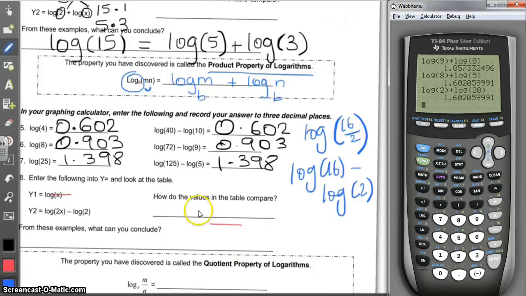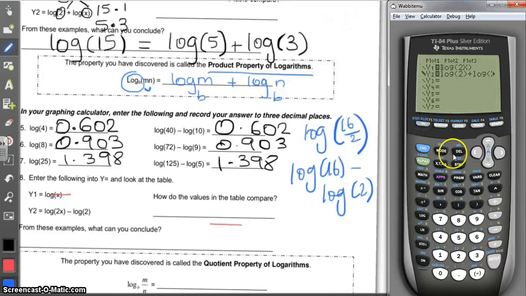So let's see, log 16 minus log of 2. Are you going to get 0.903? Yes, you're going to get 0.903. So if you have two numbers that you divide to give 8, then log of 8, which is log of 16 over 2, and log of 16 minus log of 2 would give you the same answer. No matter what two numbers you divide to get 8, if you subtract their logs, it's going to give you the same answer.